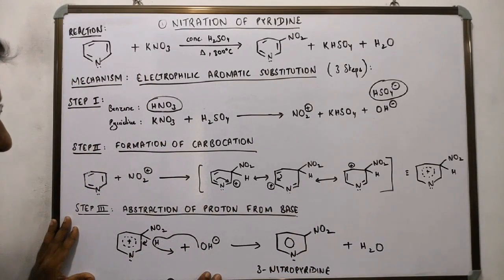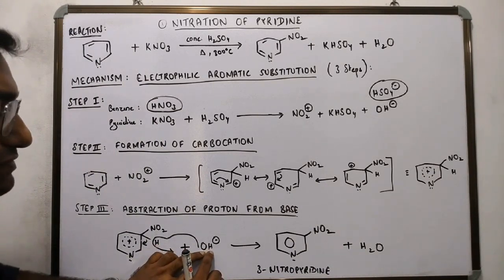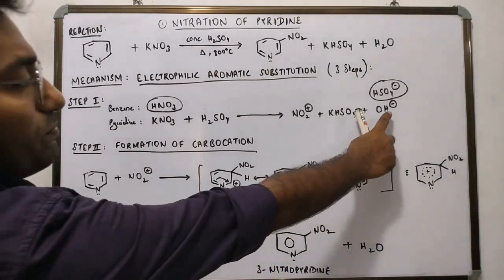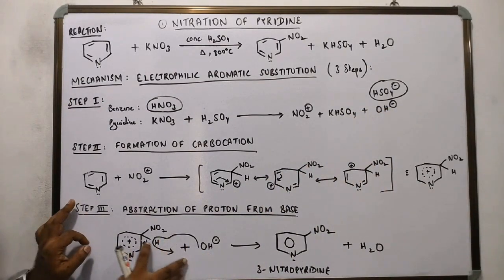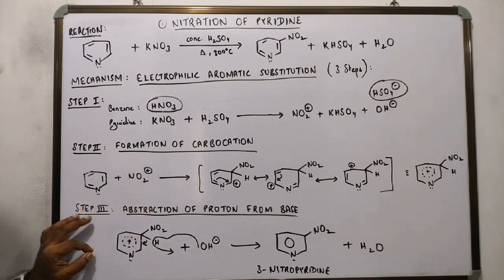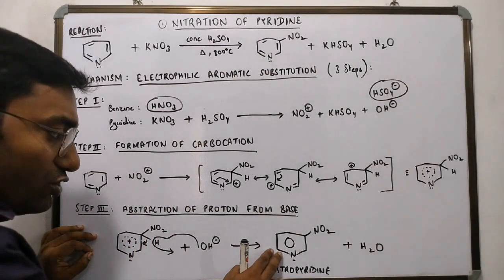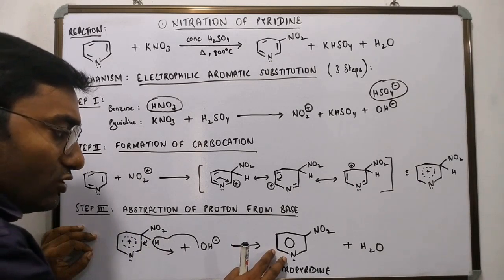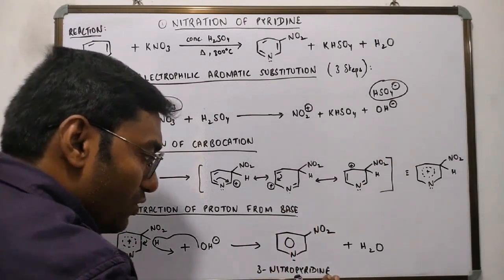In step number 3, an H+ from the third position is knocked out by OH-, which is a very strong base that has been produced in step number 1. This same base deprotonates the H+ from the third position. Simultaneously, the electron pair that the pyridine had shared with H+ is pulled in to restore neutrality as well as to restore resonance, yielding the product 3-nitropyridine.